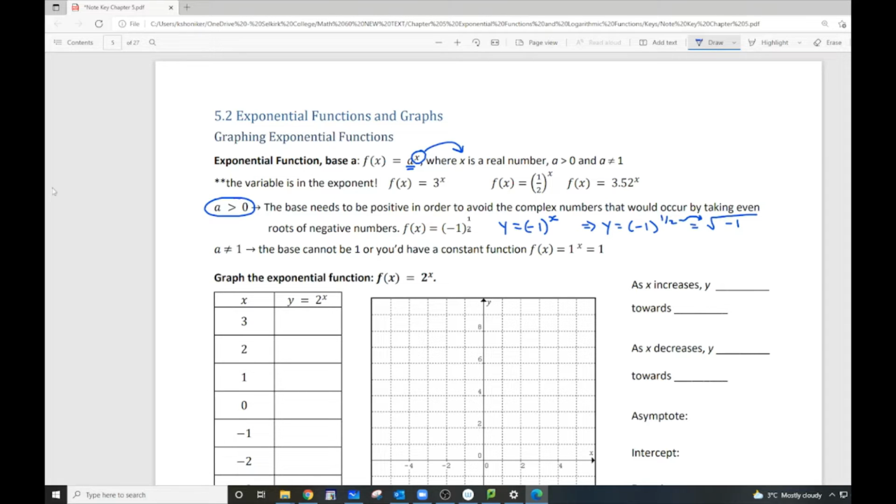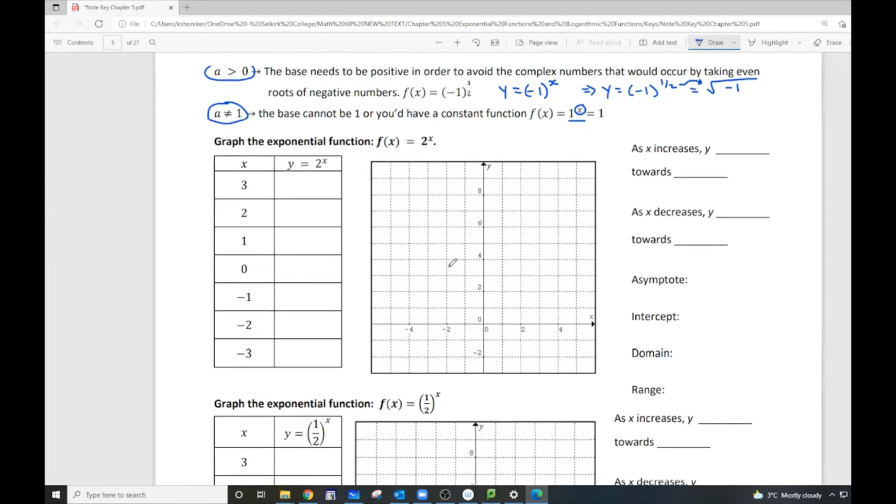And the other rule is that your base cannot be 1. That's because if you had something like y is equal to 1 to the x, no matter what you put in the exponent, it would always equal 1, because 1 to any exponent is 1. So those are two restrictions that we'll be talking about as we start solving equations. But for right now, you're going to be given bases that work.